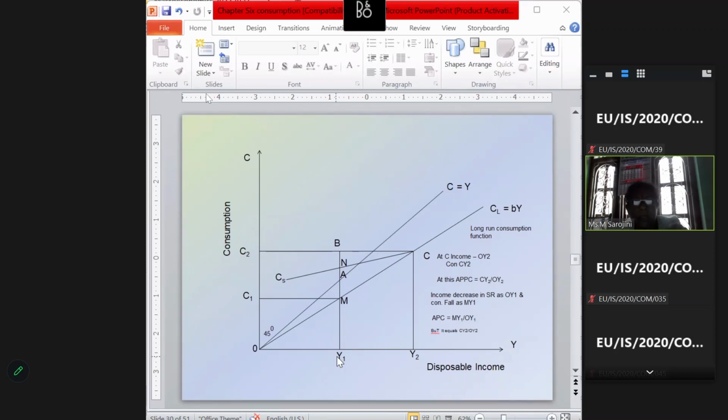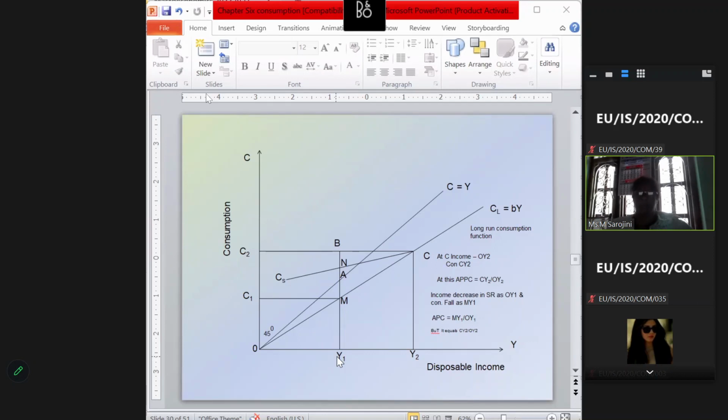Am I correct? Can you understand? Yes, ma'am. Once the income decreases, according to the Keynesian theory, what happens? Consumption also decreases, right? This is the Keynesian concept. But I am coming to the reduction values a little bit later. First, you have to understand this one.